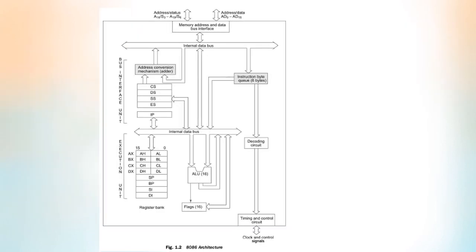Let us summarize the 8086 architecture. It has two units, the bus interface unit and the execution unit. Bus interface unit fetches instructions and data from memory. Execution unit executes the instructions. The bus interface unit and execution unit work in parallel, and this helps in increasing the speed of execution in the 8086 microprocessor. So in this video segment, we have briefly described the architecture of the 8086 microprocessor.